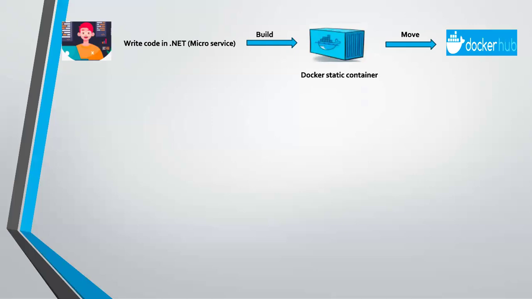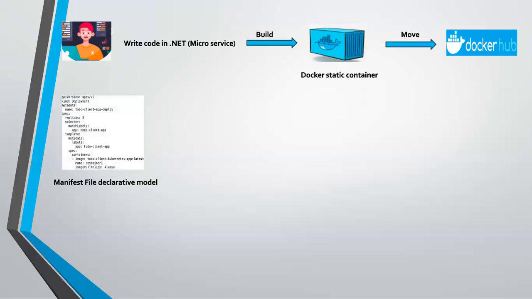Once your application is containerized, we have to hand it over to Kubernetes. How will you hand it over to Kubernetes? First, we will create a manifest file. What is a manifest file? It is a YAML file. We will declare whatever requirements we have for our application in a manifest file. Whenever we declare them in a YAML file, that YAML file we call a declarative model.